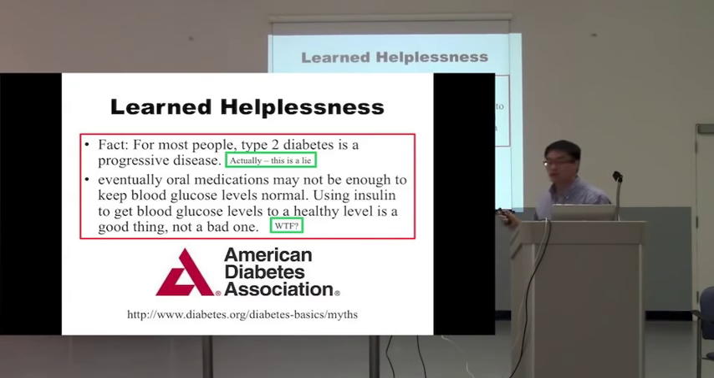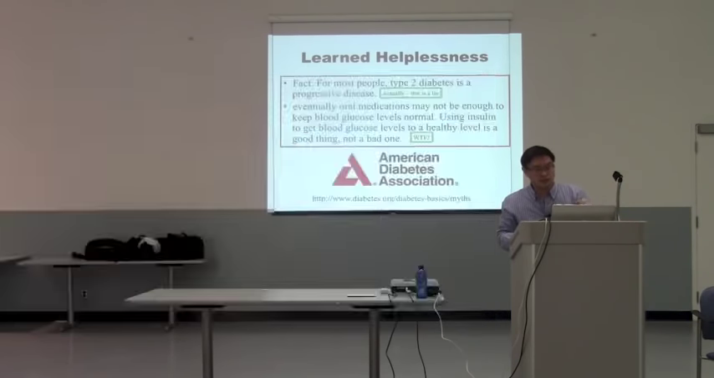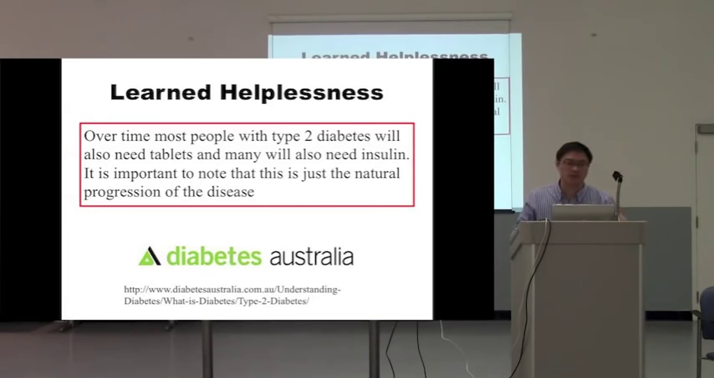And it gives people a sense of learned helplessness, right? This is the problem. They're telling you, you can't fix it. Don't even try. They're saying, you'll go blind, you'll go on dialysis, but get used to it. There's nothing you can do, right? That's shameful, really. And it's not just the American Diabetes Association. Here's Diabetes Australia. The same thing. Over time, most people will need insulin. It's important to note that this is just the natural progression of the disease. Here it is again. It's a chronic, progressive disease. There's nothing you can do about it. Don't even try. Forget diet, forget everything else, don't even try.